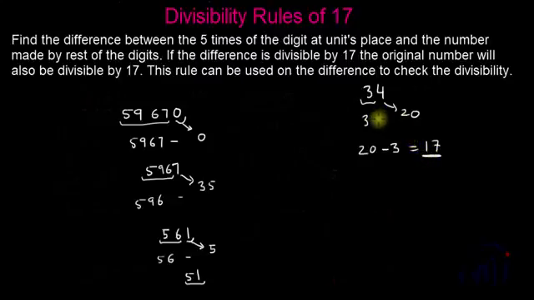Why I have taken this example is because when the number whose divisibility we are checking is small, you might get the units place multiplied by 5 as a bigger number than the number made by the rest of the digits. In that case, you have to subtract the smaller number from the bigger number while finding the difference.